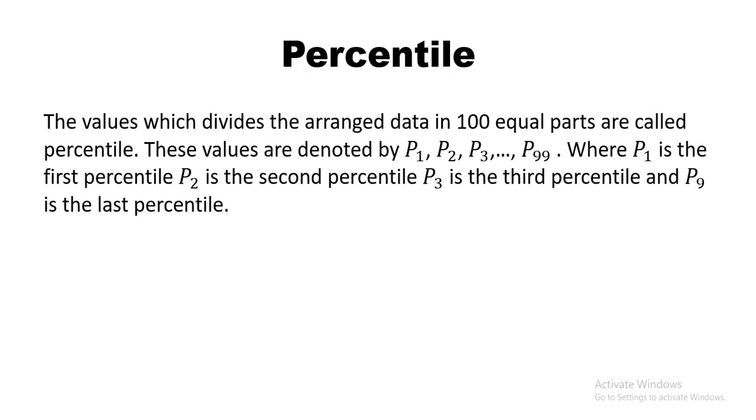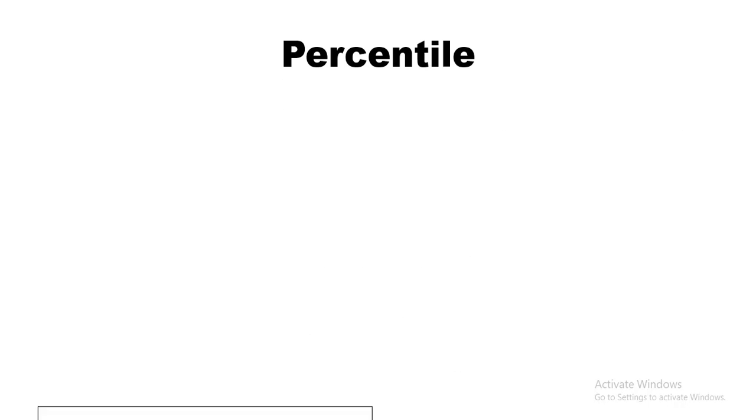Now, percentiles are the values that divide the data, or arranged data, into 100 equal parts. The values are denoted from P1 till P99, where P1 is the first percentile and P99 is the last percentile. Okay, so moving on towards the formula.